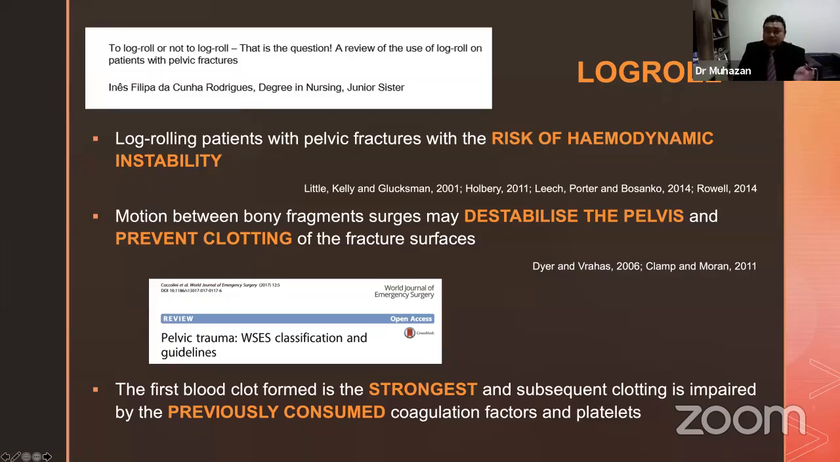All right, because you already bound the patient, but you're also moving them. And if you don't bind the patient and you move them, then this movement will actually destabilize the pelvis. And the other issue is you will actually prevent the patient from clotting properly.